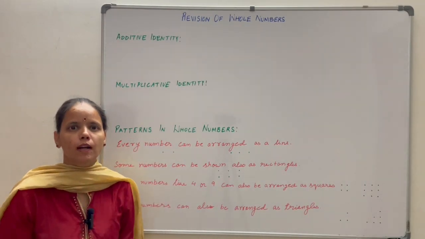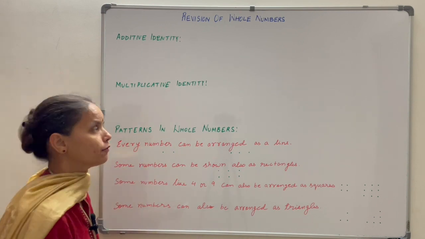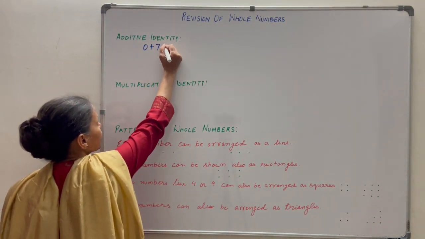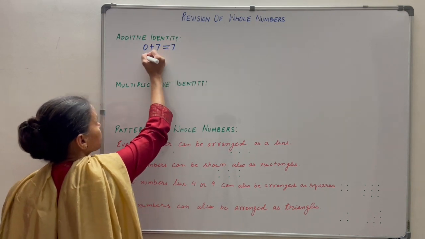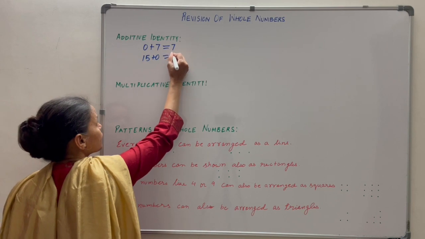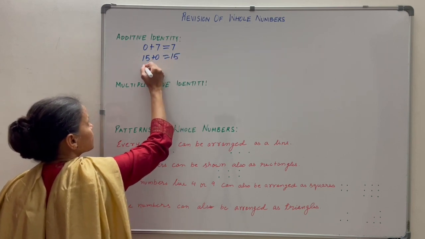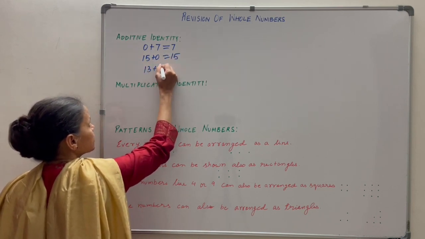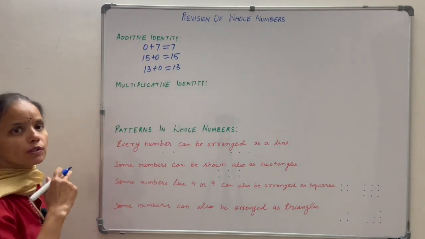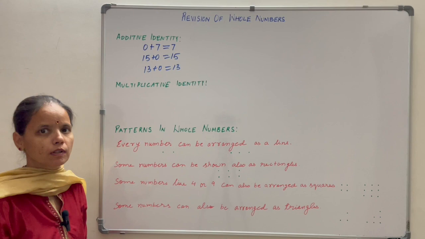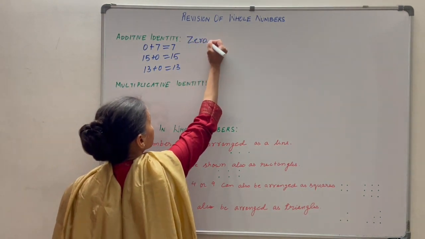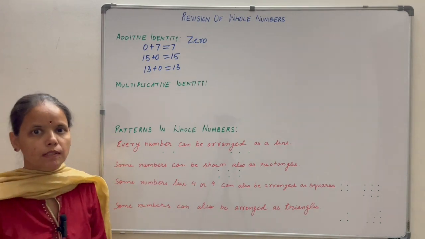Moving on to additive identity. Whenever you add any number to 0, you are going to get the same number. So 0 plus 7 is 7, 15 plus 0 is 15, 13 plus 0 is 13. So whenever you are adding any number to 0, you are getting the same number. So 0 is called the additive identity for whole numbers.